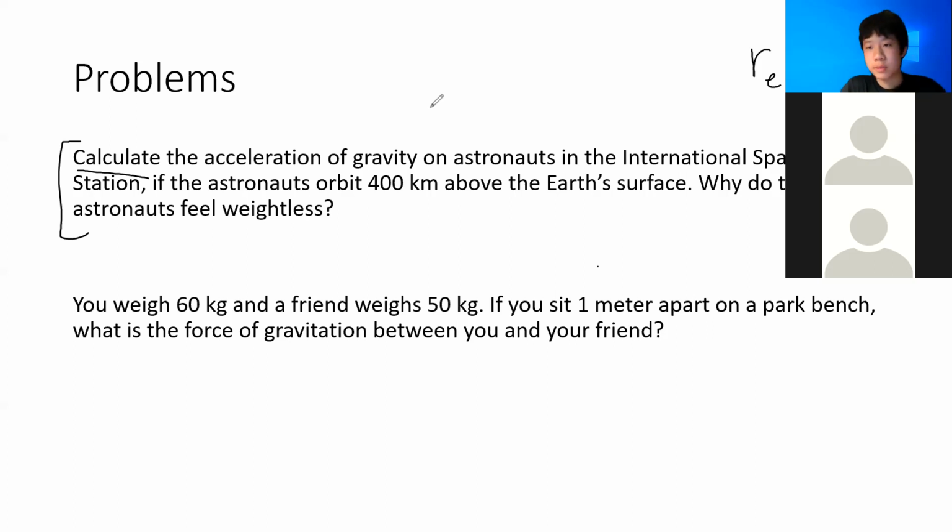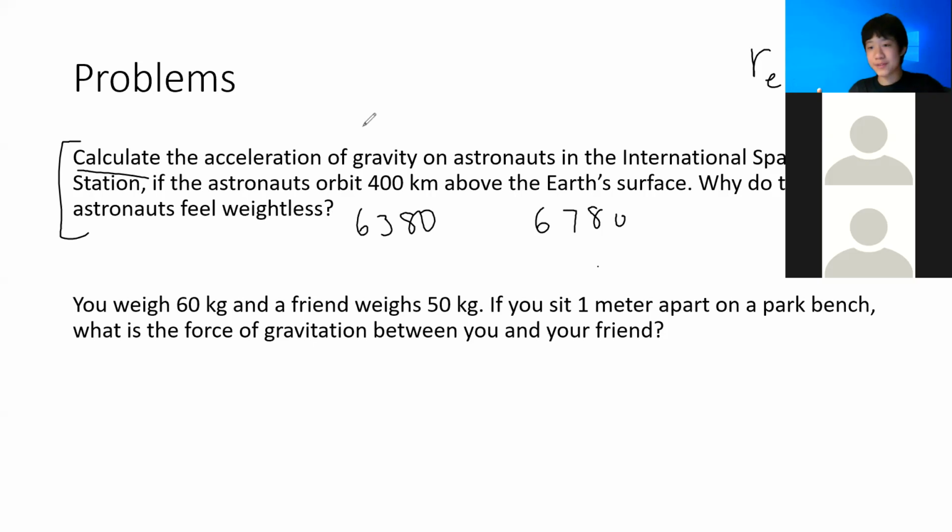All right, so I'm going to go over these problems now. For the first one, we want to calculate the acceleration of gravity on astronauts in the ISS if the astronauts orbit 400 kilometers above the Earth's surface. So this is just like the last problem where we want to see how many times farther these astronauts are from the center of the Earth than if they were on the surface. So if they were on the surface, they would be 6,380 kilometers away from the center. So if they're orbiting 400 kilometers above the surface, then they're at 6,780 kilometers.